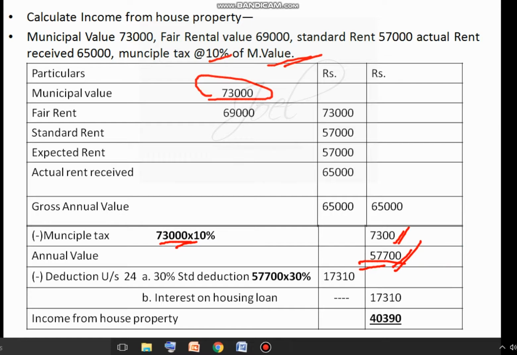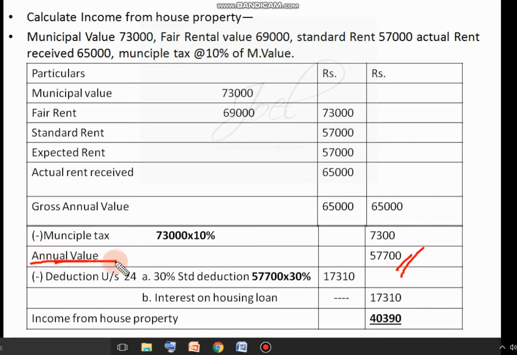This is in case of a let out property. When it comes to a self occupied house property, this amount will be nil. Remember this, and if you need, write it down somewhere. In case of self occupied house property, annual value will always be nil, but not for a let out property. Here it is a let out property, so annual value is 57,700.